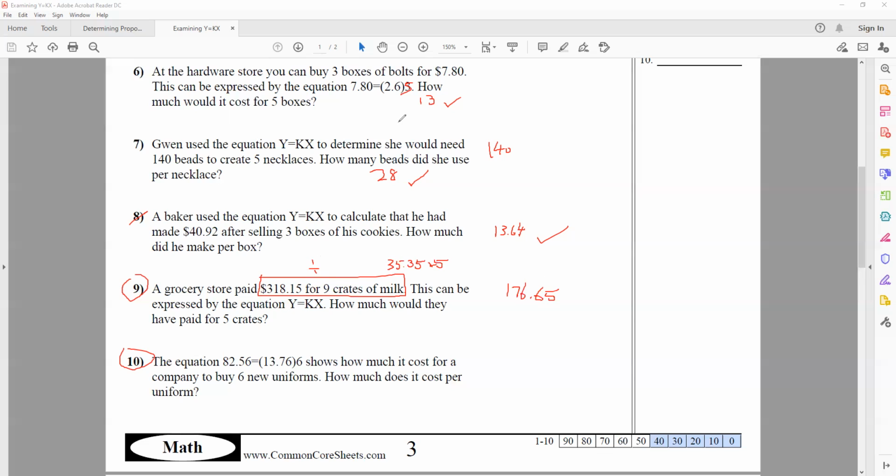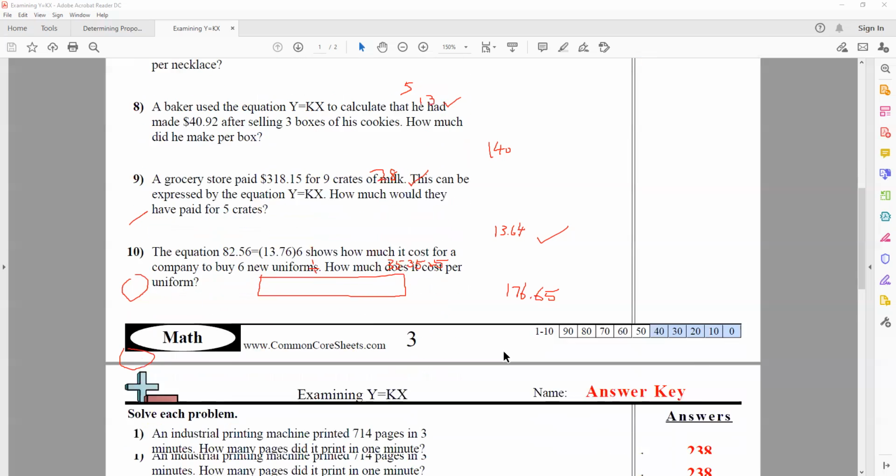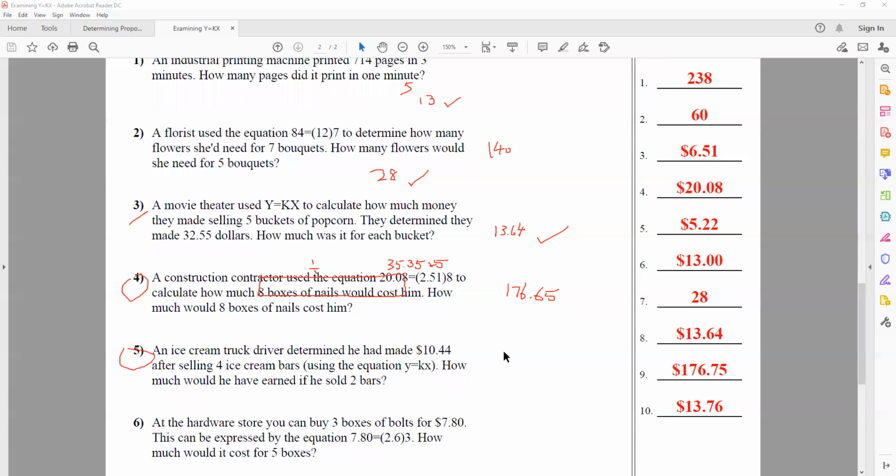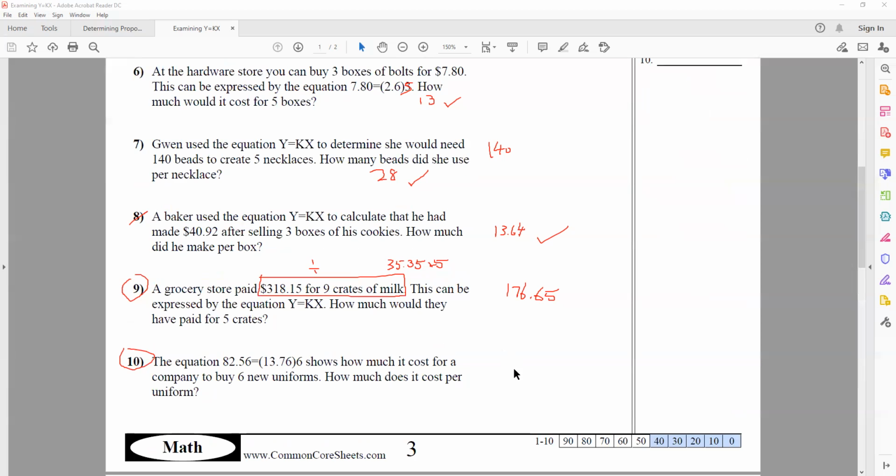So let's look at the answer. Yep, 176.75. Good. Okay, last one. Oh, that one is easy. They gave you the answer.